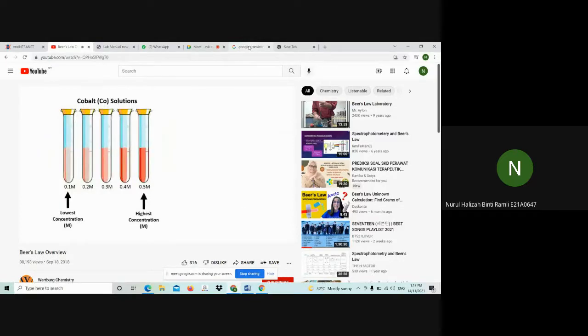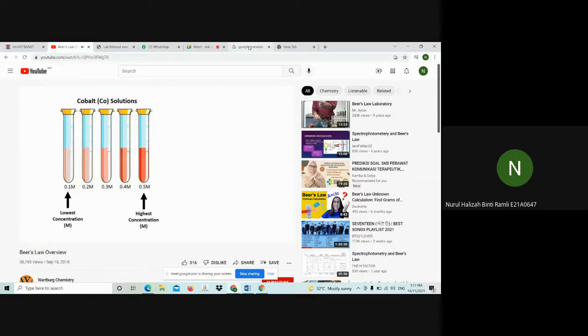Whenever you're in lab, it's not uncommon to run into solutions that we know the concentration of. In this example, here are 5 cobalt solutions that vary in concentration from 0.1 molarity to 0.5 molarity. The reason we chose cobalt for this example is cobalt is red in solution. So hopefully you can see that as my concentration increases from left to right, the depth of the red color also increases correspondingly. So low concentration, not much red color; high concentration, a deep red.